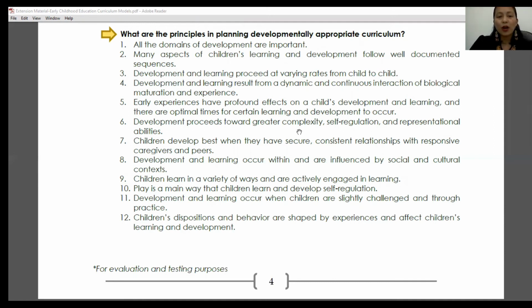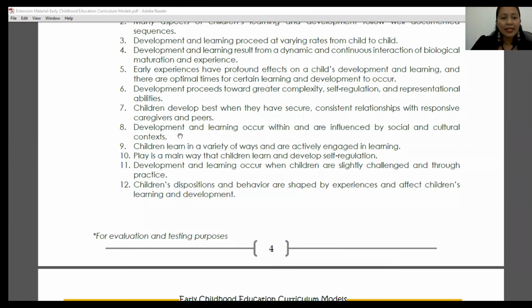6, development proceeds toward greater complexity, regulation, and representational abilities. So again, this goes to say that children should be exposed first to activities from simple to complex. Do not ask children to do challenging tasks right away without exposing them to simple and then average, moderate, and then going to challenging tasks. Seventh is children develop best when they have secure, consistent relationships with responsive caregivers and peers. This means to say that the support that the children will get from his or her environment, coming from teachers, parents, and family members, will really help the child to learn and develop.